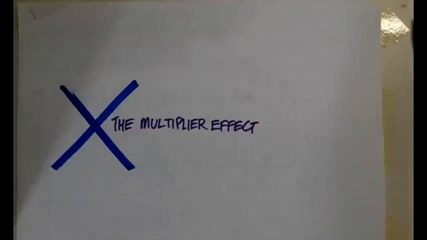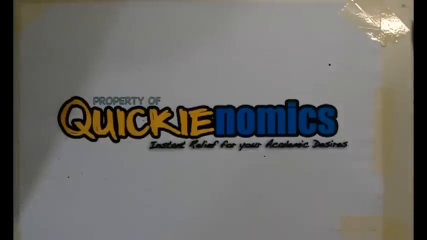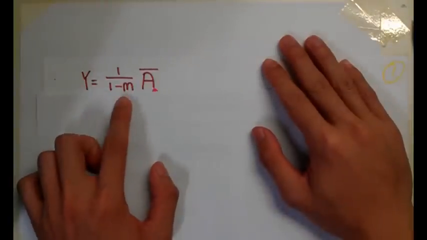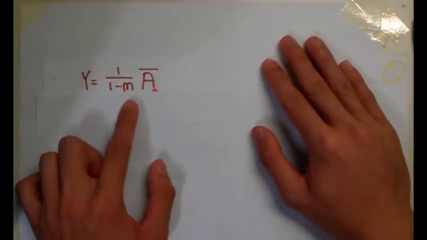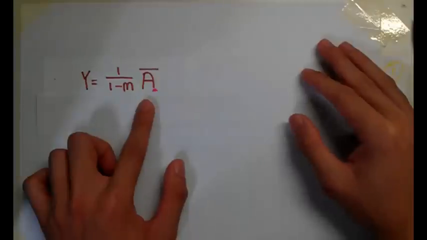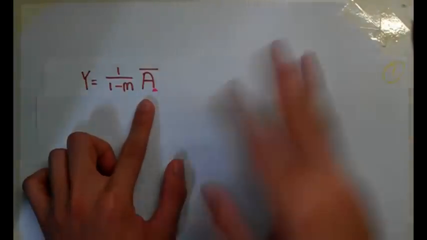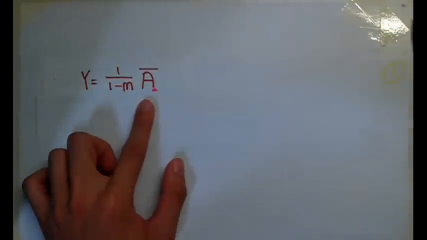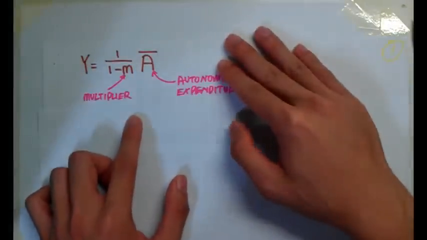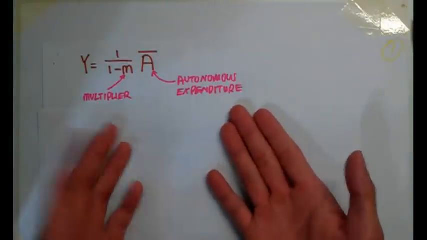So now when we derive the multiplier, what we are going to get is basically something that looks like this. I have my income equals 1 over 1 minus m multiplied by A bar. Now what is A bar? A bar is my autonomous expenditure, which is not affected by income. And m is my multiplier. Okay, so that's about it.